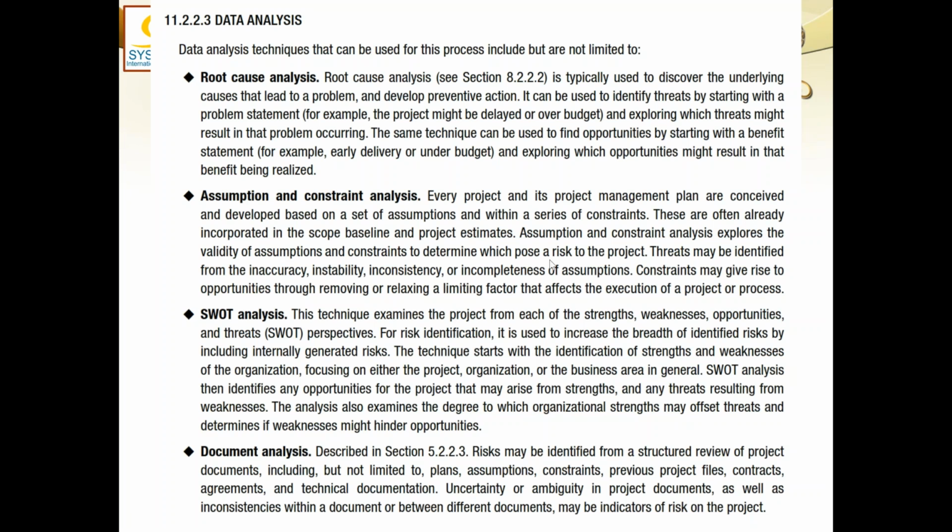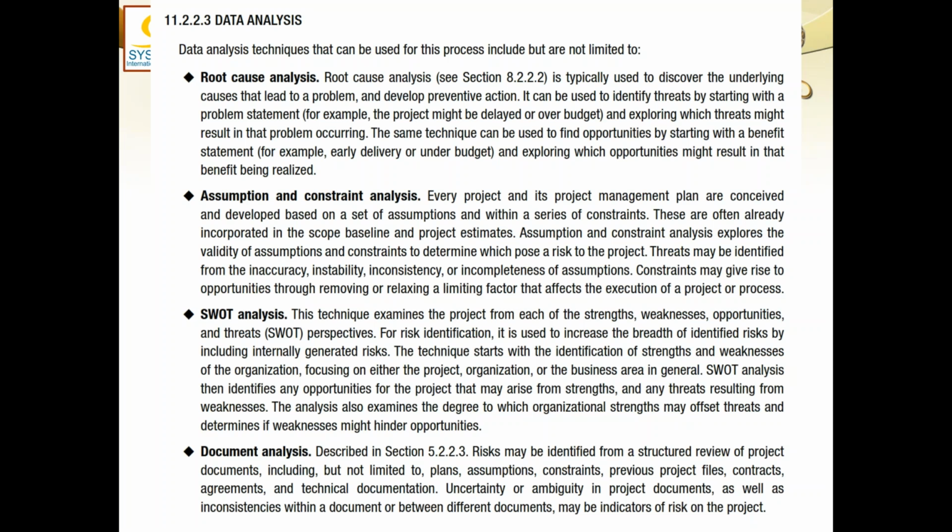Then we have assumptions and constraints analysis. Every project and its project management plan are conceived and developed based on a set of assumptions and within a series of constraints. These are often already incorporated in the scope baseline and project estimates. Assumptions and constraint analysis explores the validity of assumptions and constraints to determine which pose a risk to the project. So these assumptions and constraints are like candidates to become risks. Threats may be identified from the inaccuracy, instability, inconsistency, or incompleteness of assumptions.